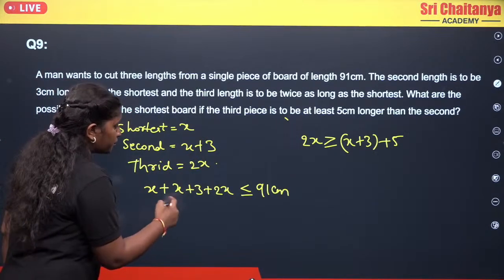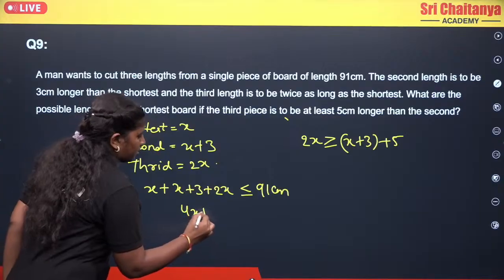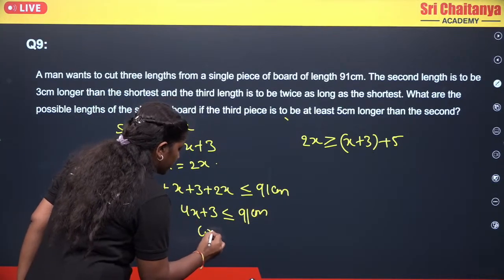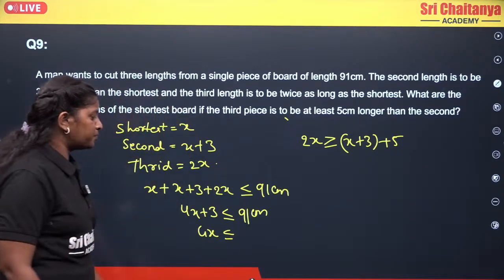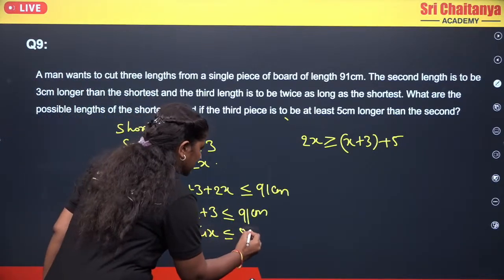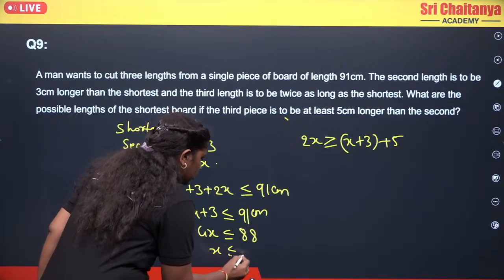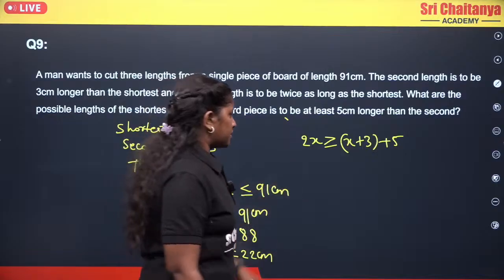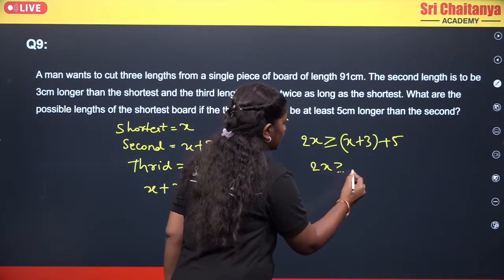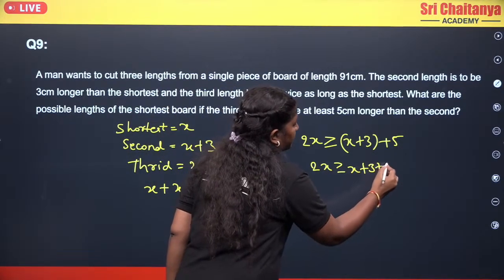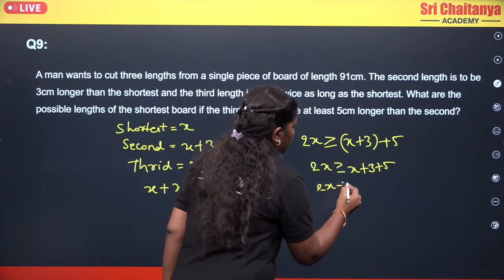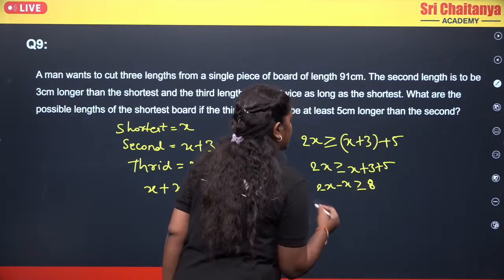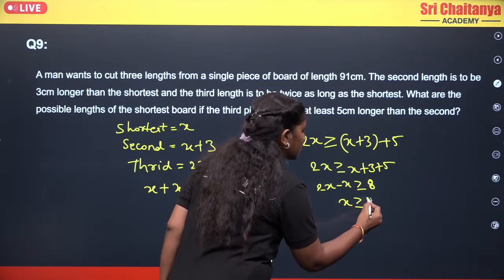x plus x will be 2x, plus x, 4x plus 3 less than or equal to 91 centimeters. So 4x less than or equal to, if you subtract, you will get 88. So x is less than or equal to 22 centimeters. Okay, now let's solve the next one. 2x greater than or equal to x plus 3 plus 5. So it will be 2x minus x greater than or equal to 8. So x should be greater than or equal to 8.